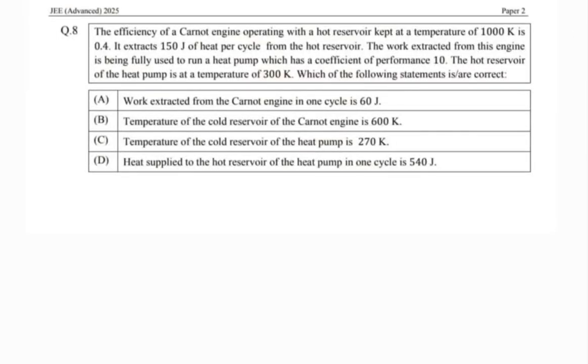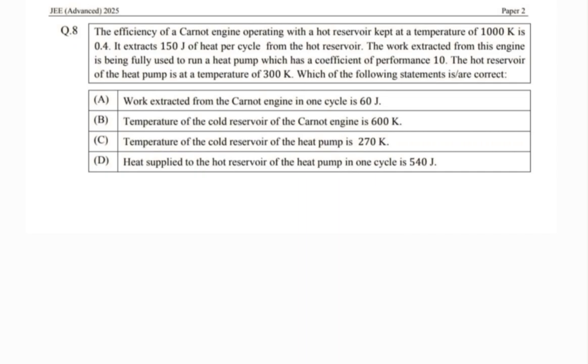So we are dealing with a very interesting problem of JEE Advanced 2025 Paper 2, and this is based on the Carnot engine, and along with this, the concept of a heat pump is also discussed. The problem states the efficiency of a Carnot engine operating with a hot reservoir kept at a temperature of 1000 Kelvin is 0.4. It extracts 150 joule of heat per cycle from the hot reservoir.